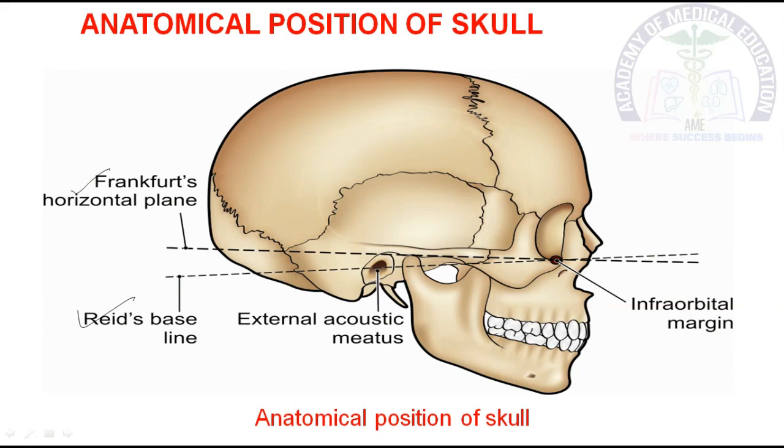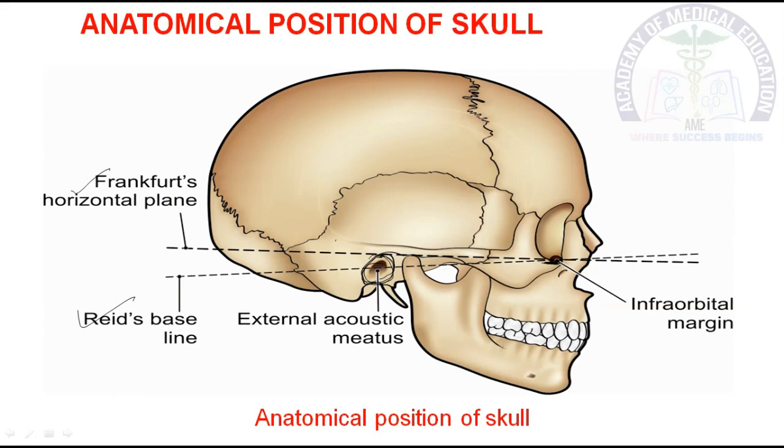So Frankfurt's horizontal line is a line which joins the inferior orbital margin with the superior part of the external acoustic meatus. This is the external acoustic meatus, and this is the inferior orbital margin.